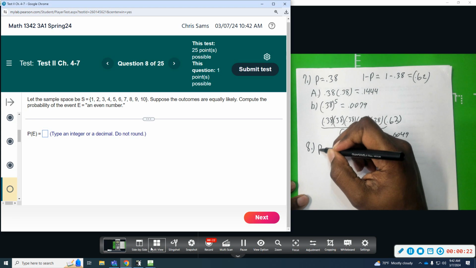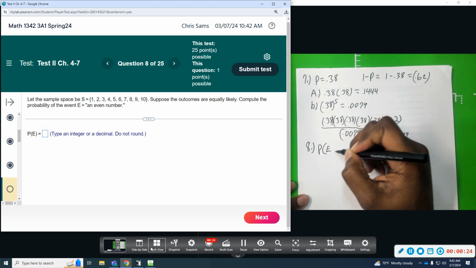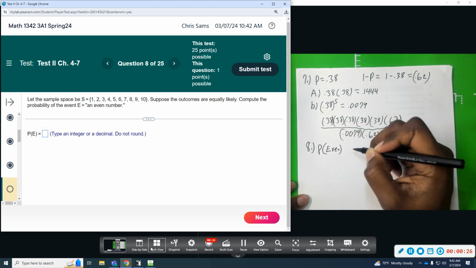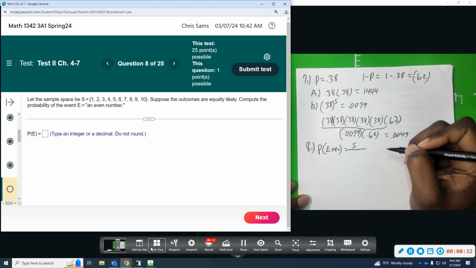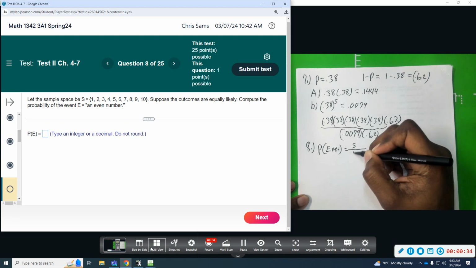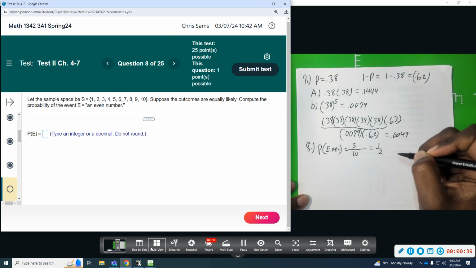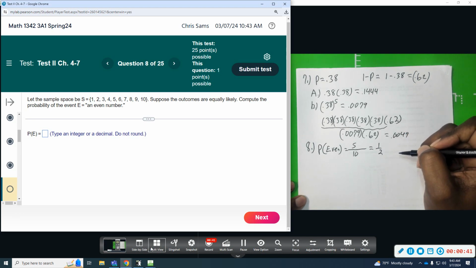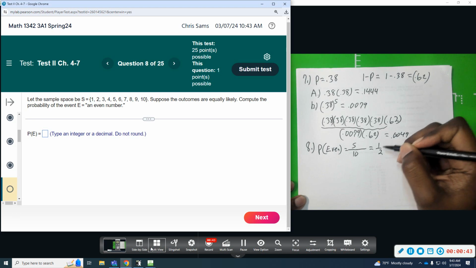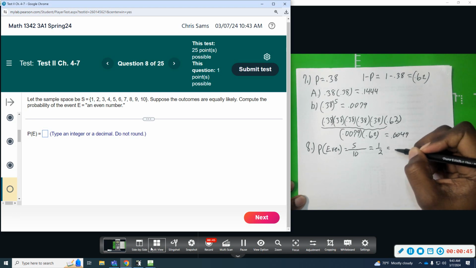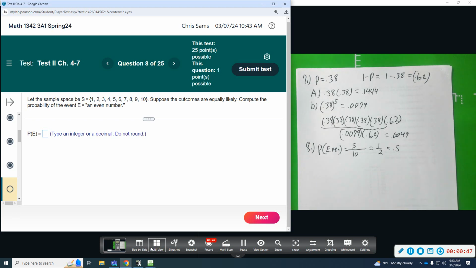So the probability of an even number, there's going to be 5 numbers that are even, so that's the number of desired outcomes on the top, out of 10. So you're going to reduce that, and that's going to be 1 over 2, so 1/2. Type an integer or a decimal. So we're going to change this to a decimal. This is going to be 0.5, so 50%.